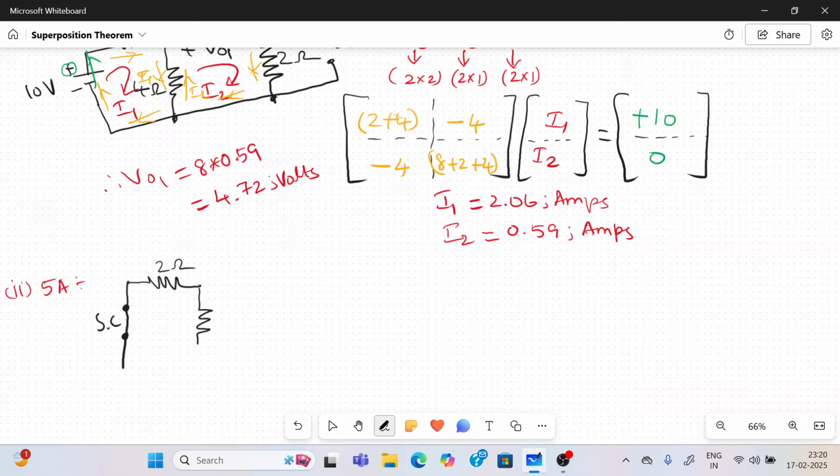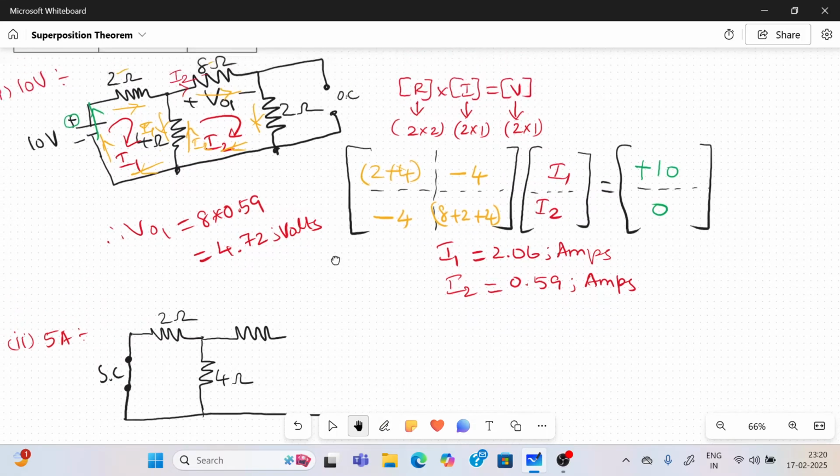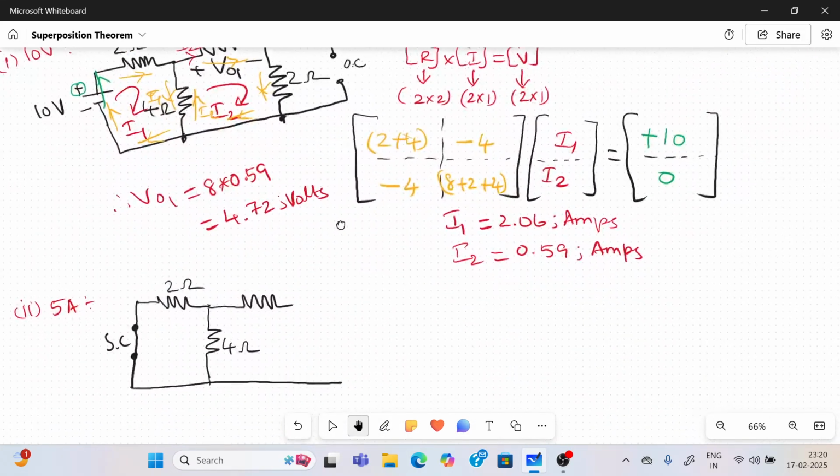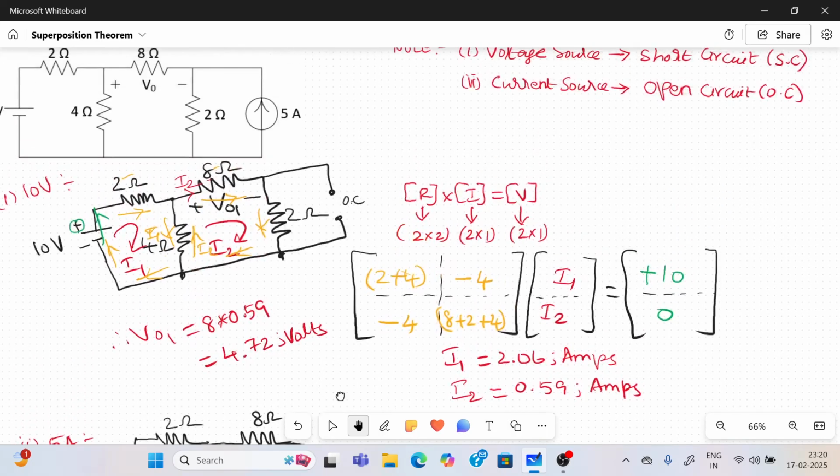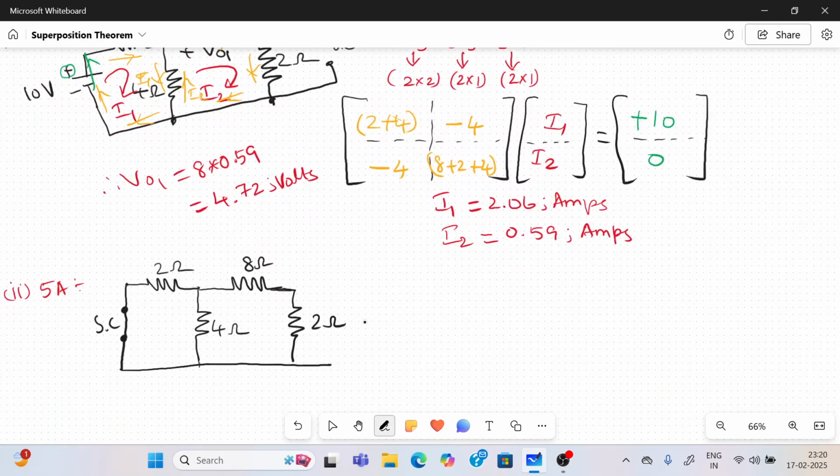Then we have a 2 ohm, 4 ohm, then 8 ohm, 2 ohm, 8 ohm, 2 ohm, 8 ohm, 2 ohm. What is the current source? 5 amps. The current source is 5 amps.